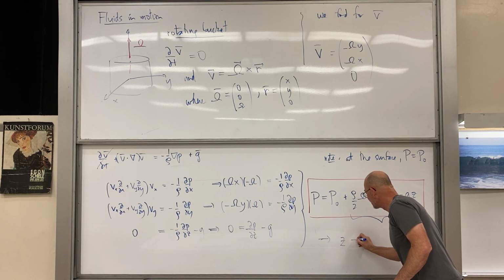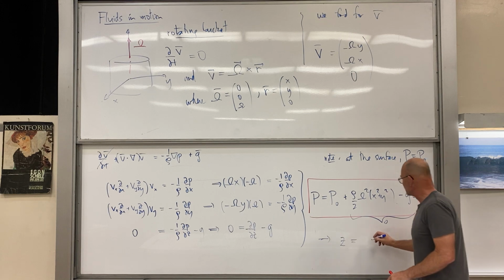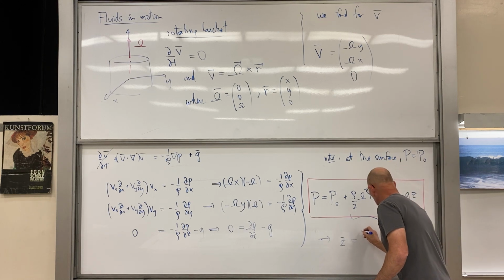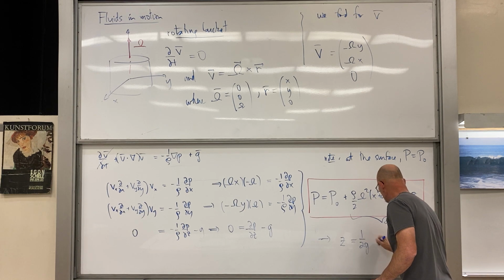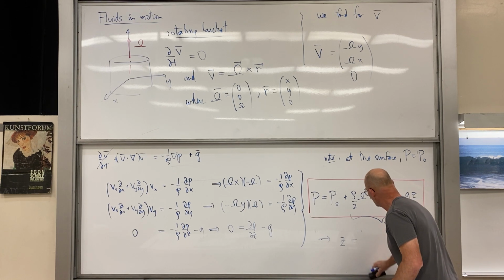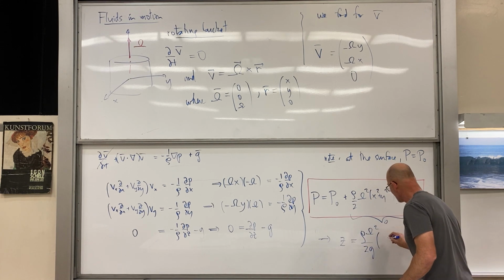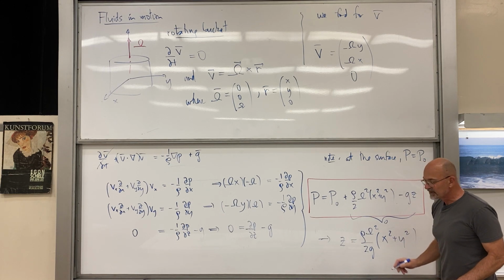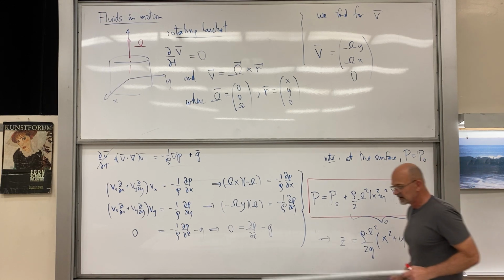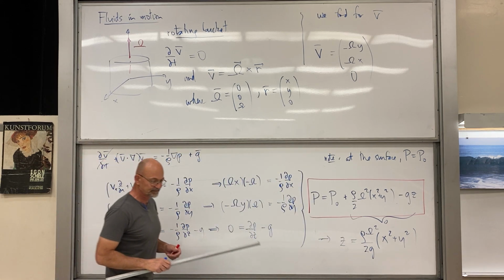Z is equal, so it's going to be 0. So Z is going to be equal to rho omega squared over 2g, (x squared plus y squared). So that defines the shape of the surface, and that is apparently a paraboloid.